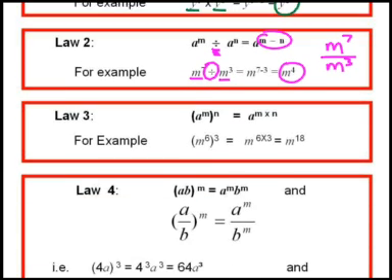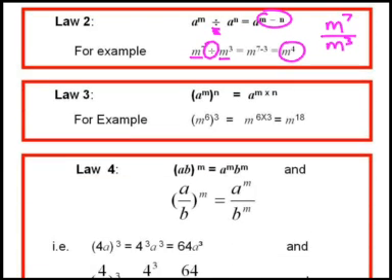Law 3 says if you have a bracket with an exponent outside the bracket, you can simply multiply those two with each other, and you'll get a to the power of m times by n. So looking at an example, inside the bracket, m to the power of 6, outside the bracket to the power of 3, this will give us m to the power of 6 times 3, or simply m to the power of 18.